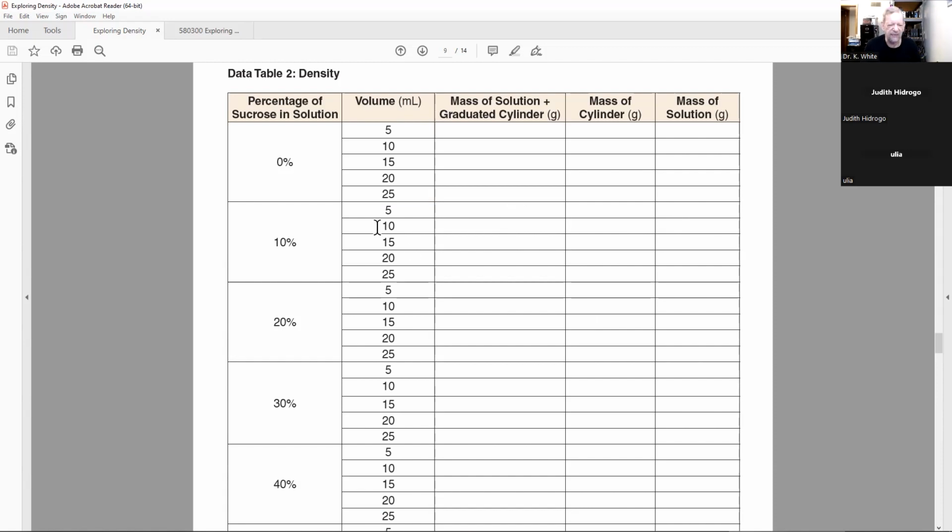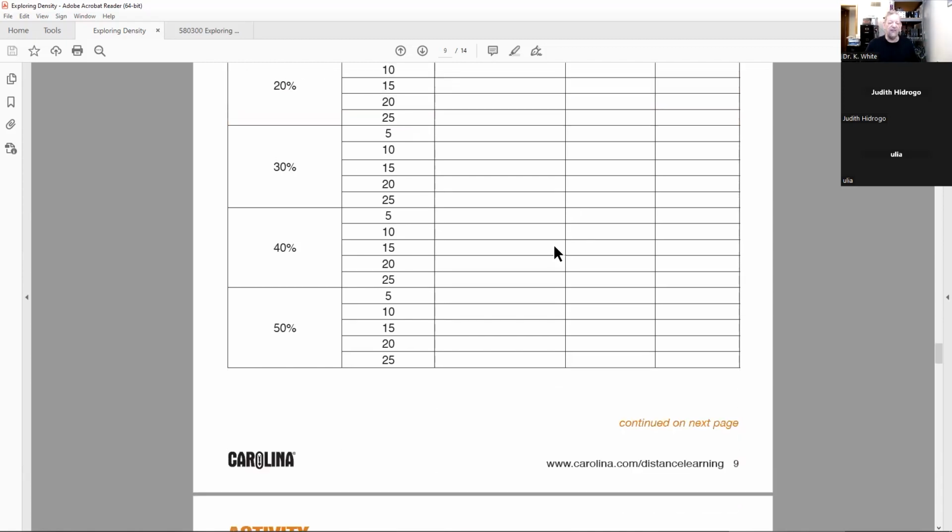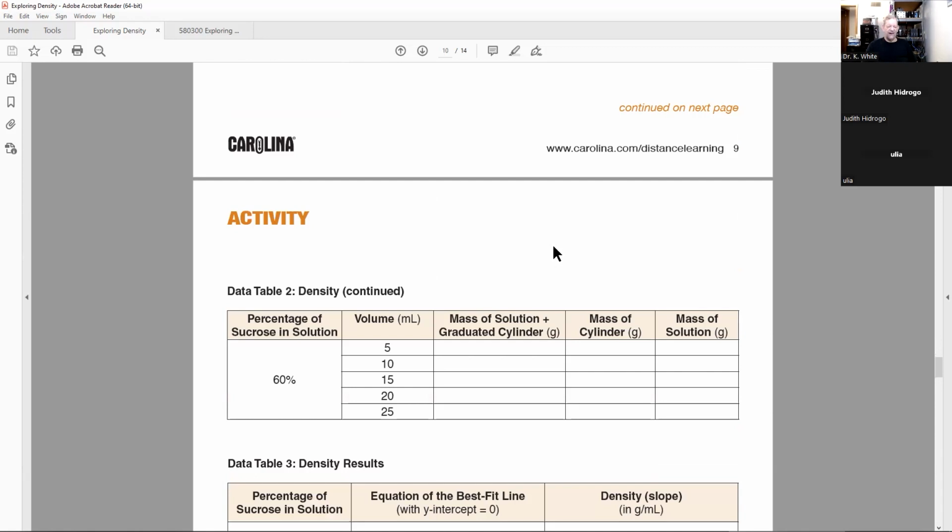You'll repeat the same thing with your 10% solution. I would, for each one, before you do it, reweigh the graduated cylinder, because you might have a few drops of water in there. You haven't shaken it all out. So you shake it out. And you do that for all these, all the way through 60%.